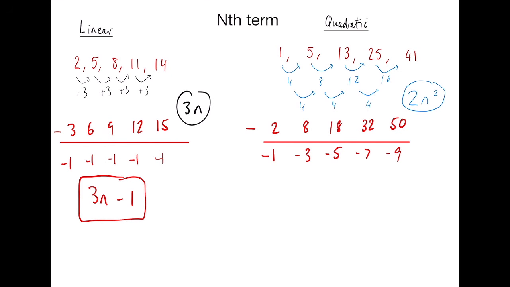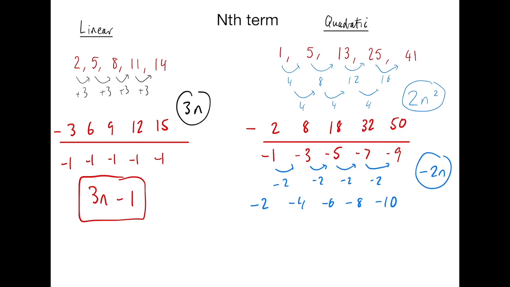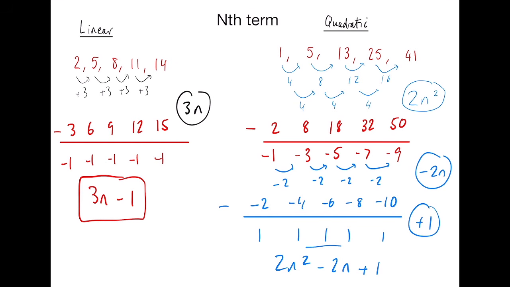From here, a lot of people get confused. Whatever we did up here is the exact process you continue down here. So we find the difference, and you can see it's taking away 2 each time, which means it's going to be -2n. And then if we write down the -2 times table, -6, -8, -10, take them away from each other. -1 minus -2 is the same as -1 add 2, which is 1. And you'll soon find that all of these are a positive 1. So our final answer here, 2n squared minus 2n plus 1.